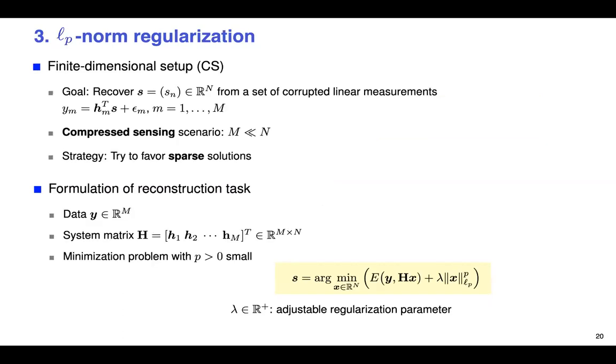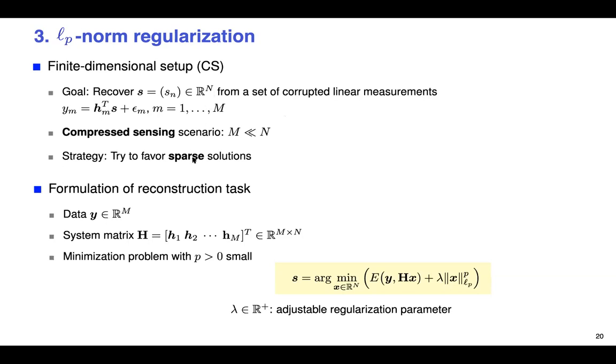Okay, so let's get maybe something a little more modern, which is LP norm regularization. And this brings us to compressed sensing. There in compressed sensing, the goal, and first we start with finite dimensions, is to recover an unknown signal from a set of corrupted linear measurements. The linear measurements here are indicated with the scalar product. So we're getting a bunch of measurements, like inner products with the unknown s plus noise. And in the compressed sensing scenario, we have fewer measurements than the dimension of our space.